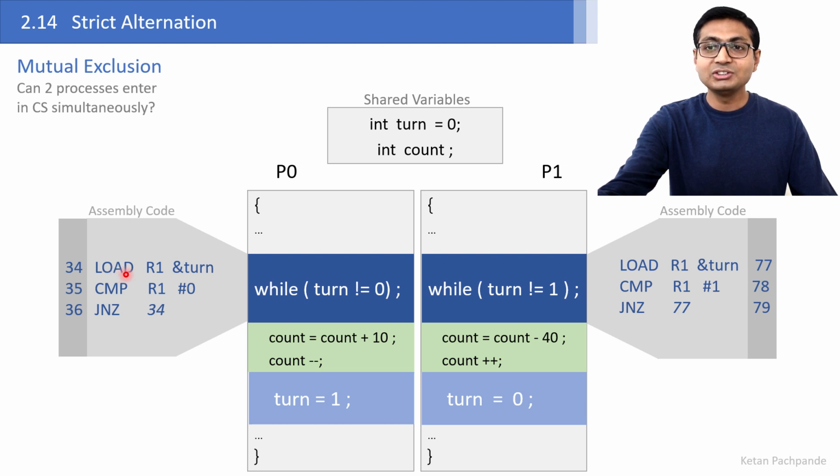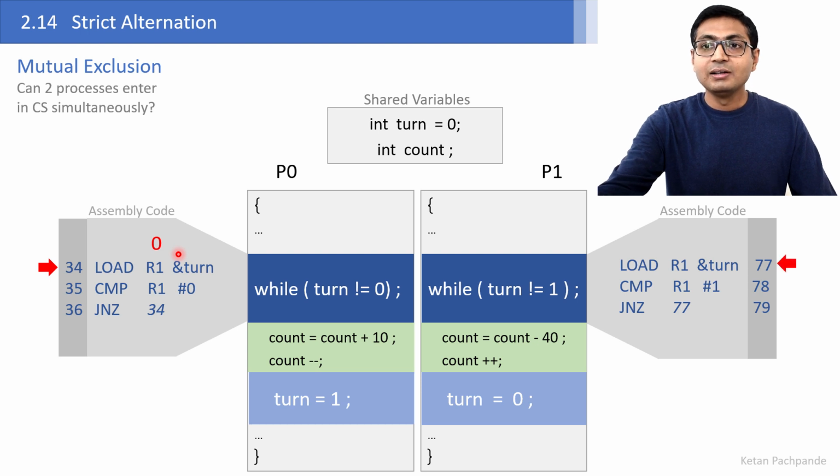So same program again, I have just written the assembly code here. What is the assembly code? First read the value of turn into the local register R1. The instruction is load. The next instruction is compare the value of R1 with 0. And depending on this comparison, the next instruction is JNZ, jump non-zero. If the early comparison is true, then this JNZ will jump to instruction number 34. That's the meaning of this. So let's execute this code. Let me start with the first instruction at address 34. What is the current value of turn? Which is 0. So let us load it in the register R1.